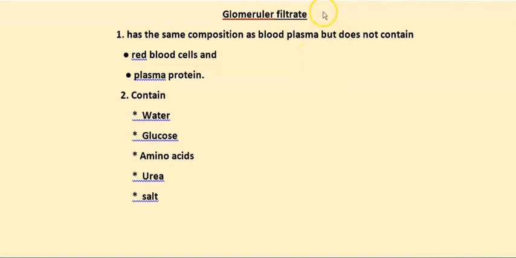When we see this glomerular filtrate, it contains a composition the same as the blood plasma, but does not contain red blood cells and plasma protein. It contains things like water, glucose, amino acid, urea, and salt. Okay, this is the glomerular filtrate composition.